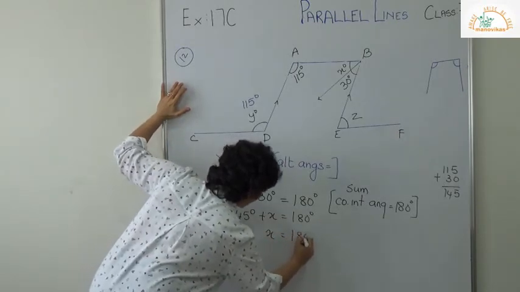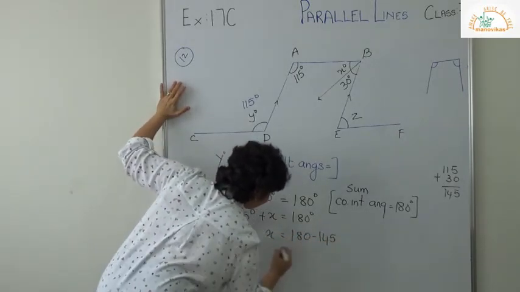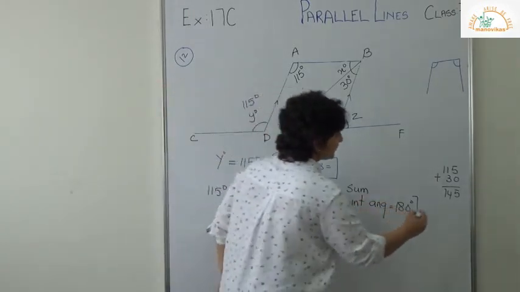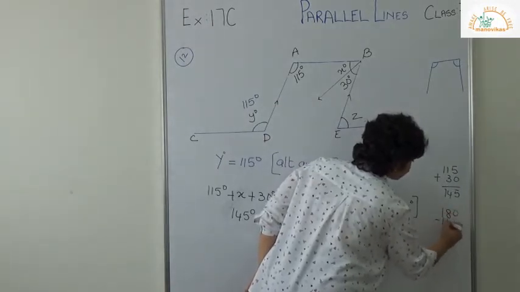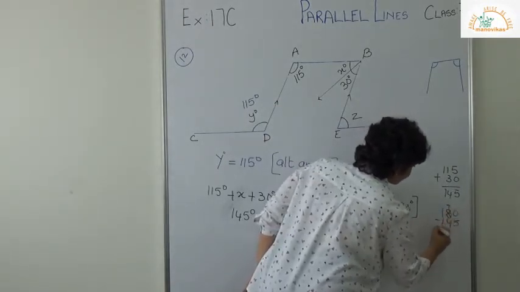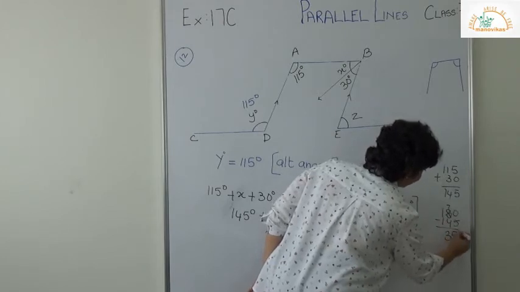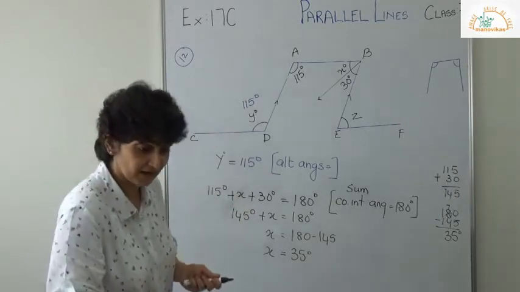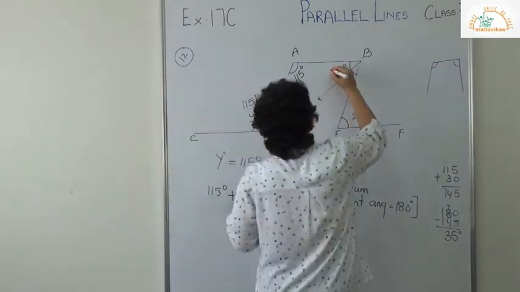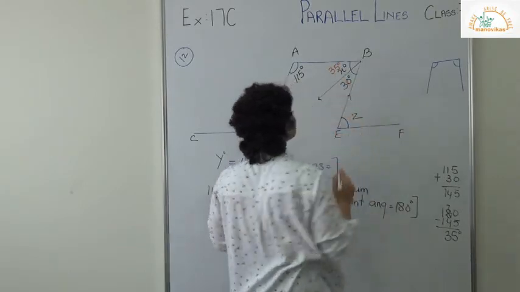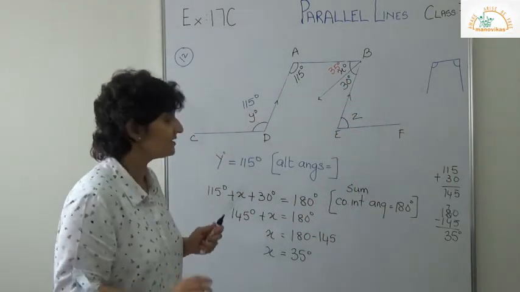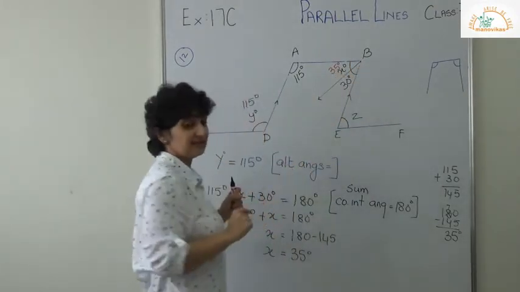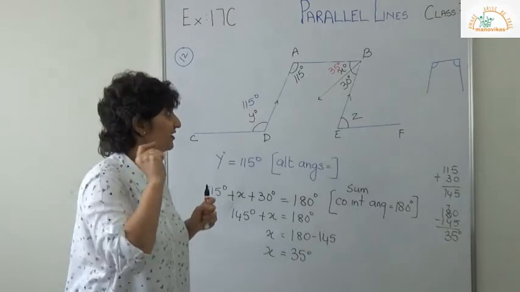X is equal to 180 minus 145. X is equal to 35 degrees. Isn't it? 180 minus 145. So this will give you 35 degrees. Correct? Have you all understood? So x is equal to 35. So I will write here 35 degrees. Now, what is your angle B, children, if you take it together? This whole thing is 35 plus 30, that is 65 degrees.